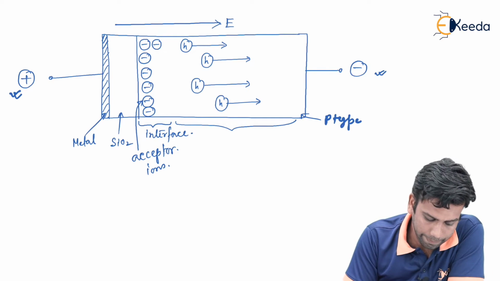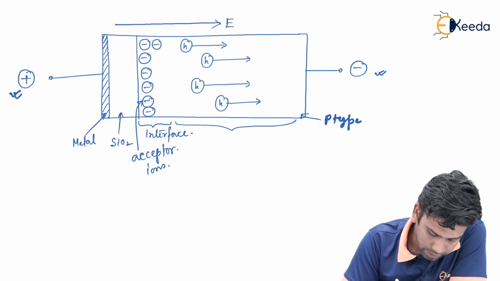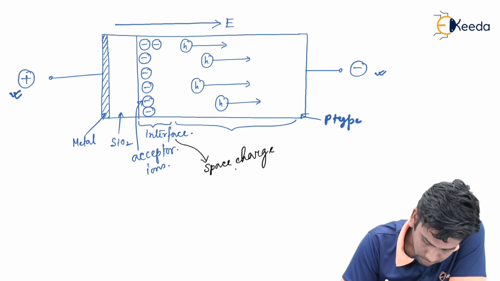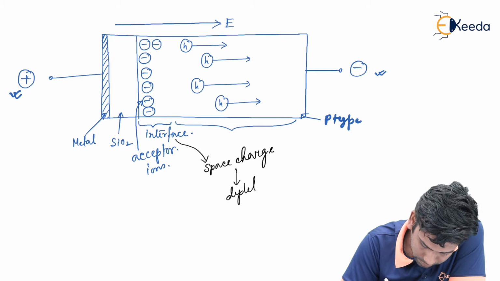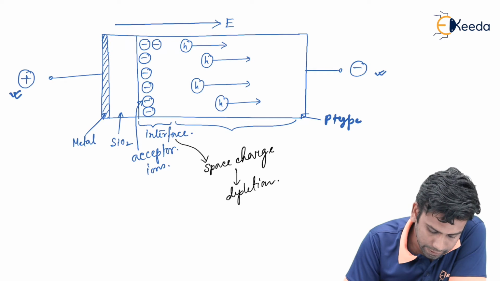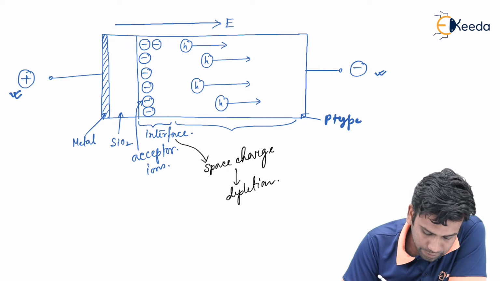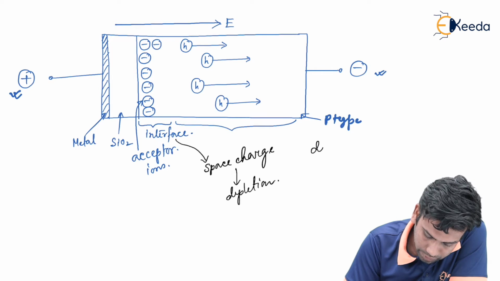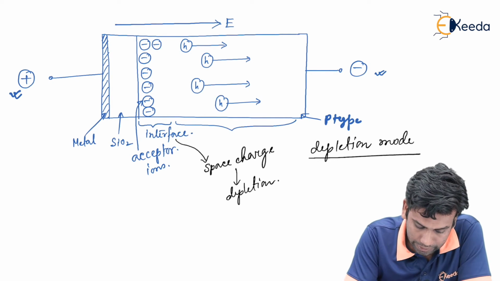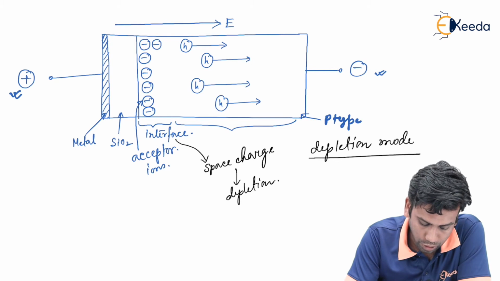regions. So after applying the reverse voltage, we have seen that at the interface some space charge region or some depletion region has been created at the interface of the MOS capacitor just under the silicon dioxide. That's why this mode of operation is called the depletion mode. Now let us draw the band diagram of this depletion mode of MOS capacitor.